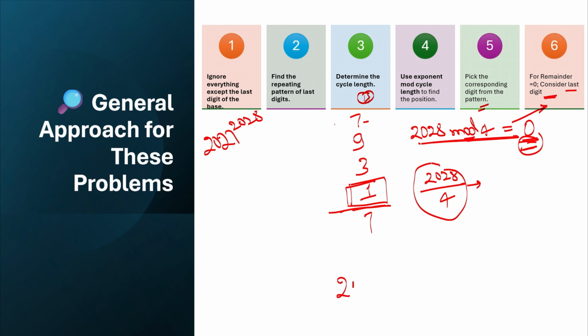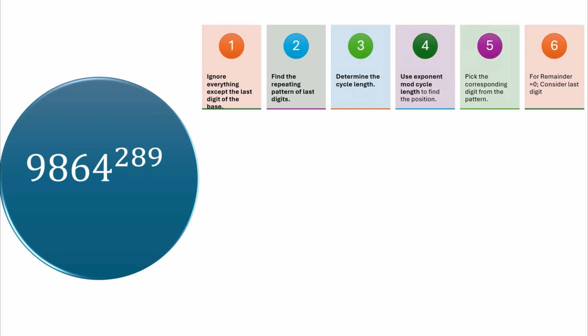So for the expansion of 2027 raised to the power 2028, the last digit is going to be 1. See how easy this was. But in Olympiad, this type of question makes us students uncomfortable. So let's consider another example to be very sure of our approach of finding the last digit.